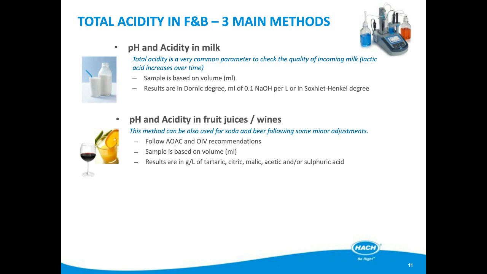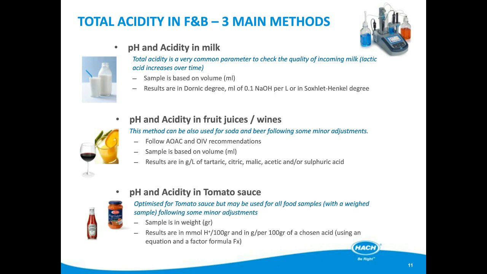The third method is a method which is more dedicated for samples in weight. This method is called pH and total acidity in tomato sauce. The sample is in weight, and the results can be expressed in millimole of hydroxide H plus per 100 gram and in gram per 100 gram of an acid that you can choose in a big list of different acids.